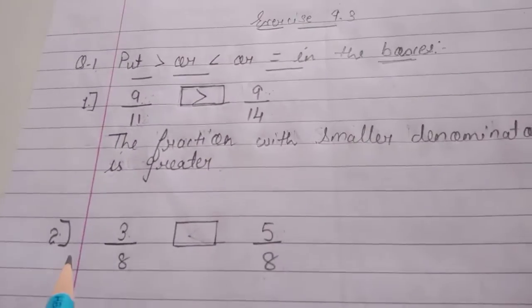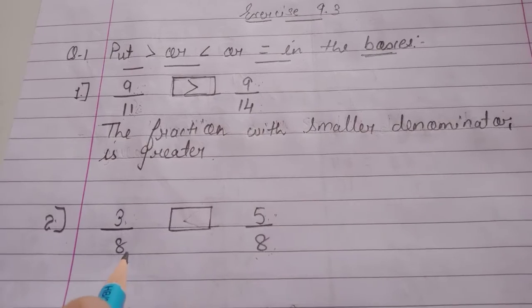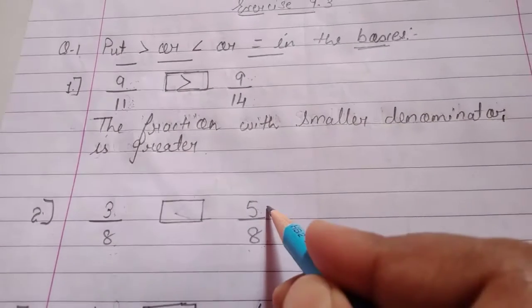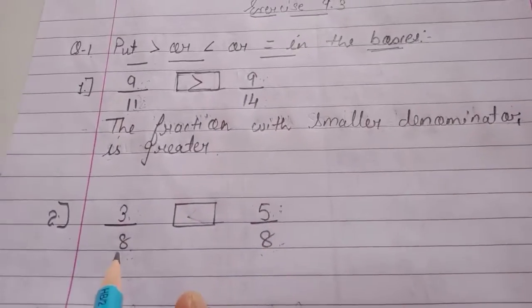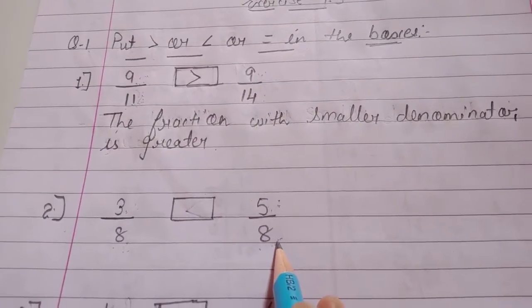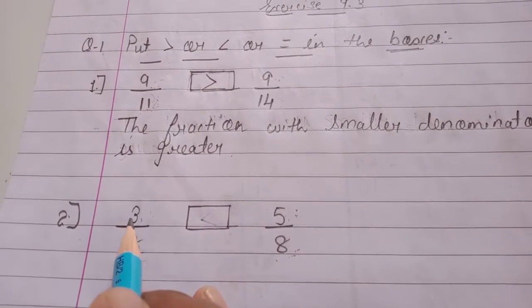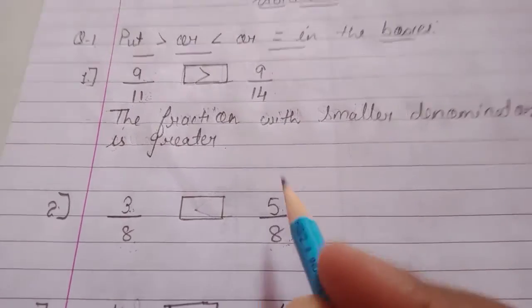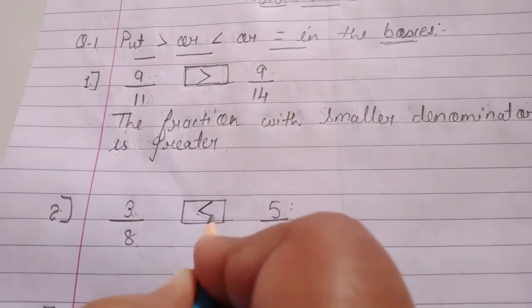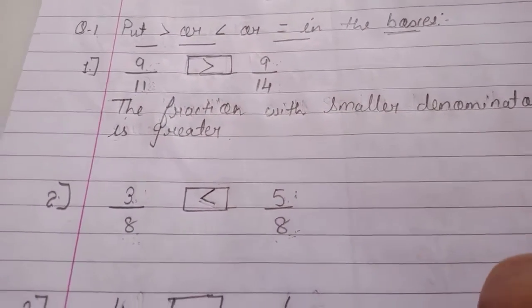Now number 2, 3 upon 8 and 5 upon 8. Here the numerator is 3 and the denominator is 8 in the first fraction, and in the second fraction the numerator is 5 and the denominator is 8. So both the denominators are the same. When both denominators are the same, we compare the numerators. Between 3 and 5, which one is greater? 5. So we will put the sign this way: 5 upon 8 is greater than 3 upon 8.